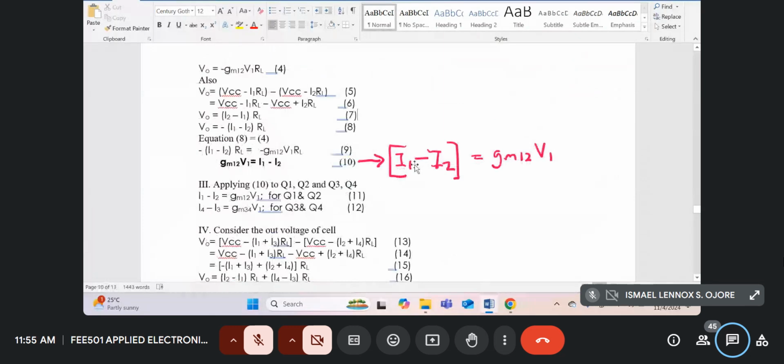Yeah, I1 minus I2 is GM12, which just means transistor 1, transistor 2, into V1. So this gives us the relationship between the collector currents and the input voltage and the GMs of the two transistors. So I want to apply this equation to Q1 and Q2 to get 11.